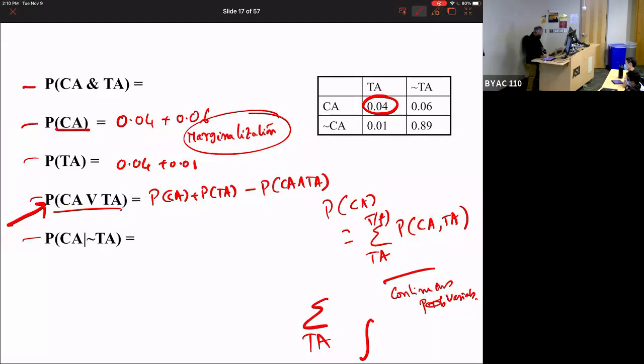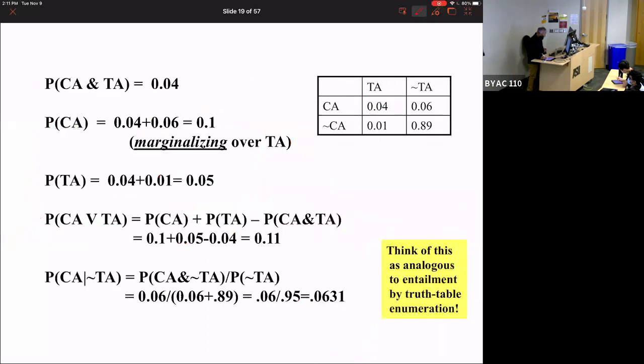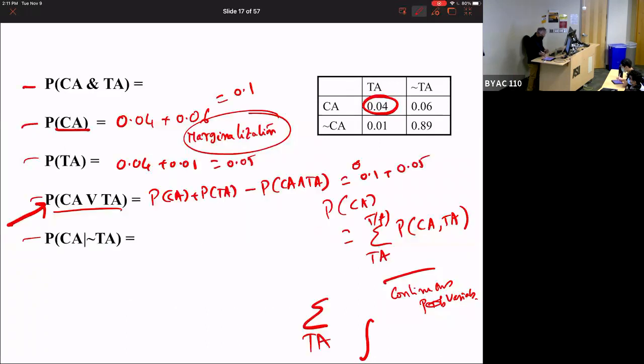So here P(CA or TA) is: this is equal to 0.1, right? 0.04 plus 0.06 is 0.1. So this will be equal to 0.1 plus this is 0.05, sorry, 0.05, minus P(CA and TA), which is 0.04. That basically would make it 0.11, right?